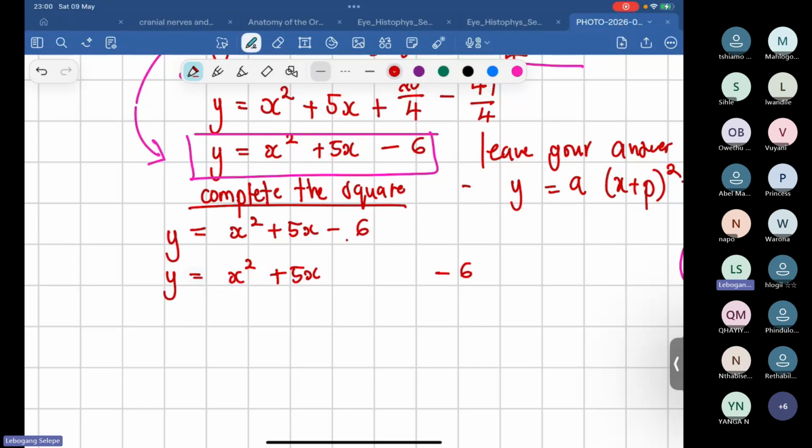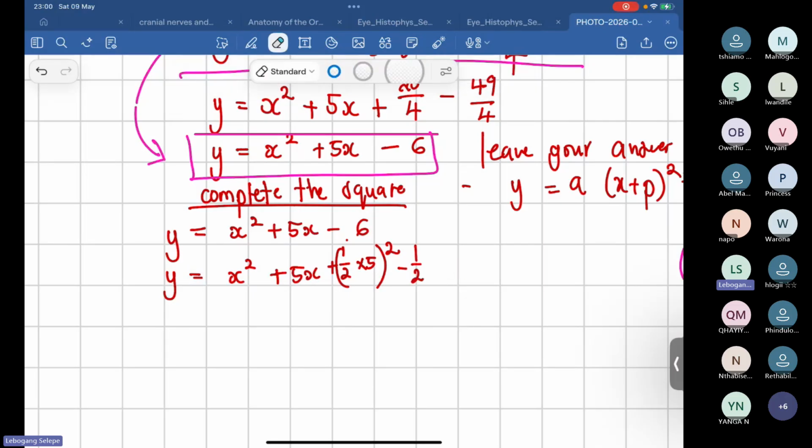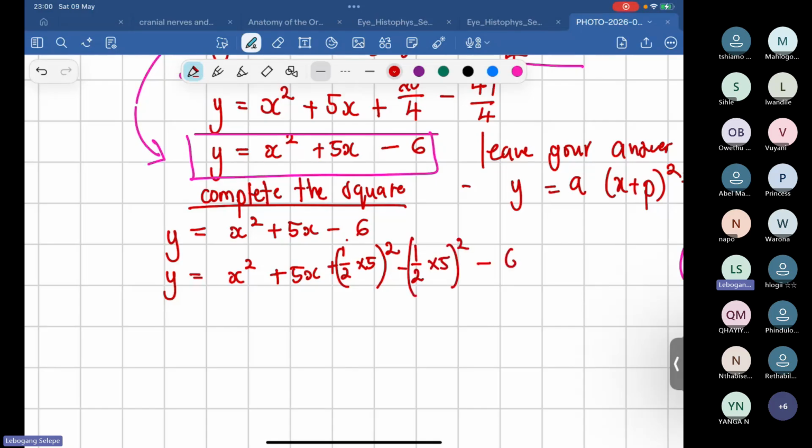In this case, my middle term is 5. So I would ask myself, what is half of 5? And that's squared. And I also need to subtract it, because remember, if you add it and don't subtract it, you are changing the value of the expression. So you need to add it and subtract it at the same time, like that, minus 6.